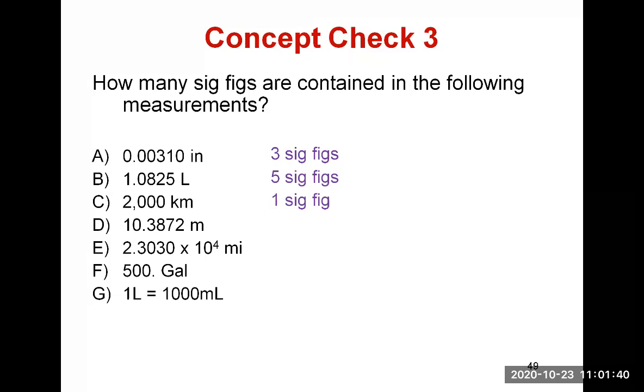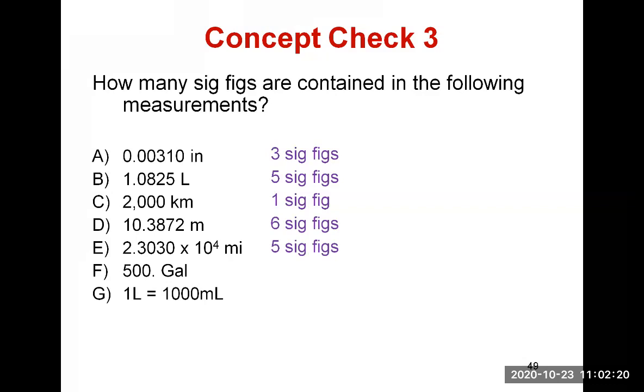10.3872 meters. Again, that's a sandwich 0 here, and it's all significant. So that's 6 significant figures. 2.3030 times 10 to the 4th miles. This is a number in scientific notation, and we've said that the coefficient of the number in scientific notation contains all significant digits. So the 2, the 3, 0, 3, 0 are all significant figures.